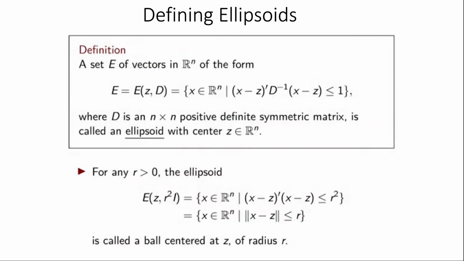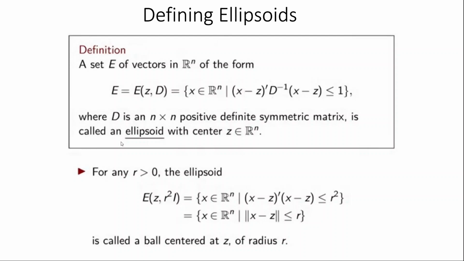Since we are talking about the ellipsoid method, it is important that we first define how an ellipsoid is represented and what the equation of an ellipsoid is. Let's denote E as the ellipsoid, a set of vectors in R^n, where R^n is the vector space. To define an ellipsoid, we need two things. The first is the center z, and the other is D, a positive definite symmetric matrix. The equation of the ellipsoid then becomes (x - z) transpose D inverse (x - z) less than or equal to 1.